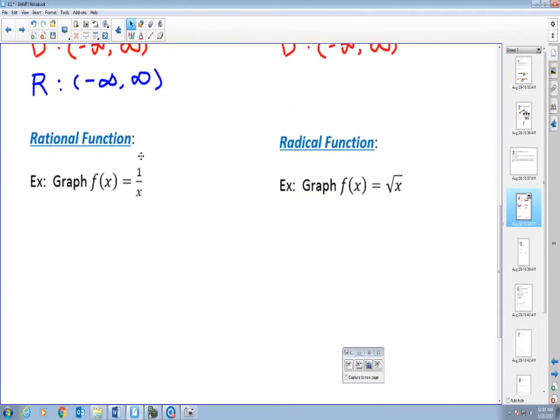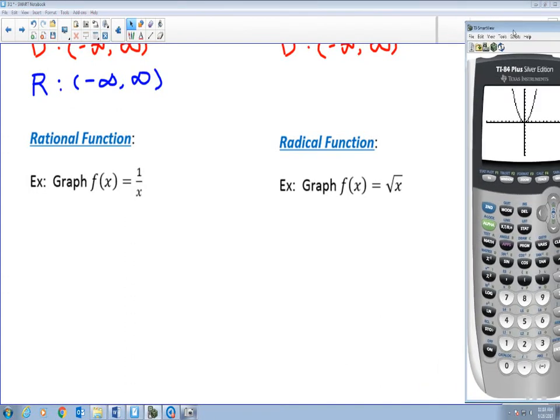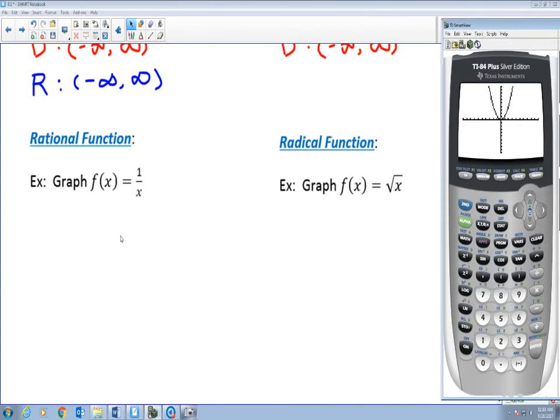What is a so-called rational function? Remember the word rational also refers to fractions. For example, graphing f of x equals 1 over x. I'm going to do that for you. There are a lot of different rational functions, and they have a lot of different looks. We dedicate a particular section in the textbook just for rational functions. So for right now, I'm going to graph the most basic one for you, simply 1 divided by x.